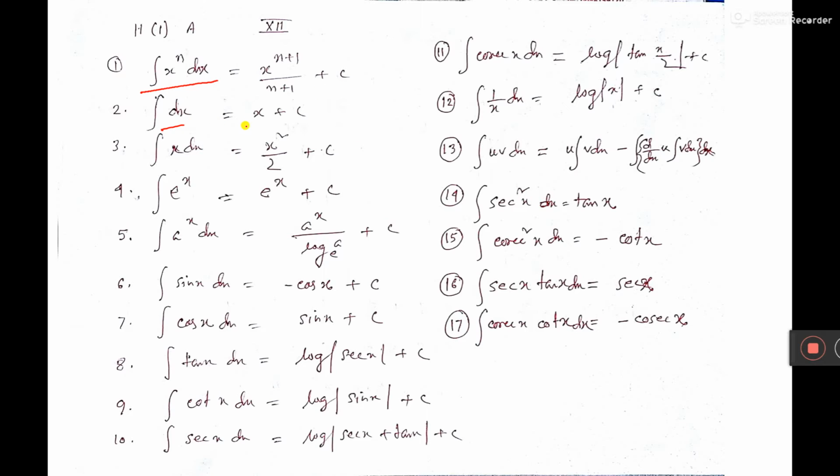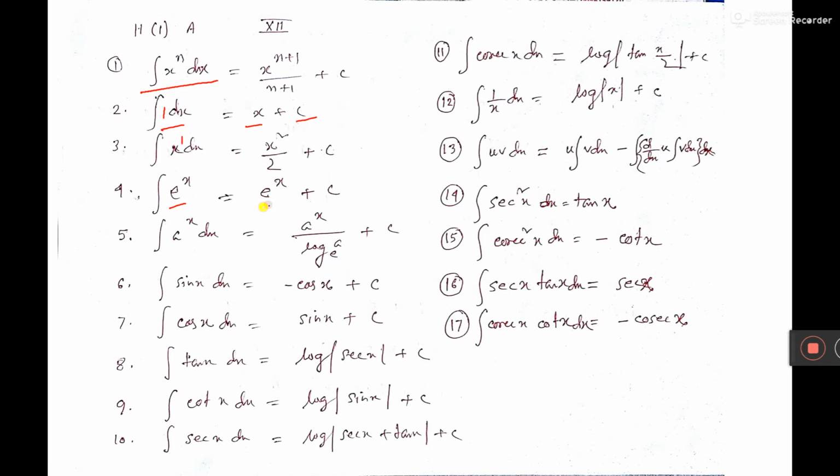Integration of dx is x plus c. Actually it is 1 dx. If you differentiate x, it is coming 1. So 1 if you integrate, you will get x plus c. X dx, it is x square by 2. Actually here power is 1. So if we apply the x to the power n formula, then x to the power n plus 1, that is 1 plus 1 by 1 plus 1. So it is coming x square by 2 plus c.